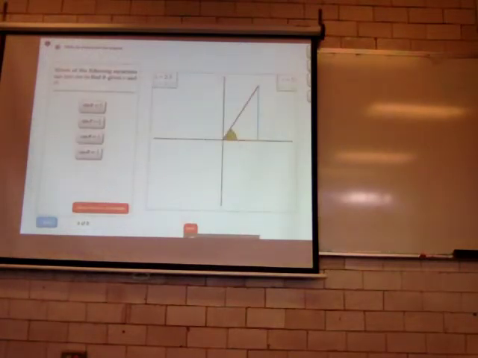Right. r equals the square root of x squared plus y squared. Now, can you find theta in terms of x and y?